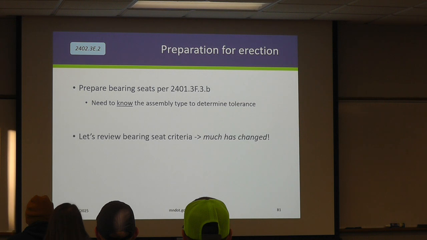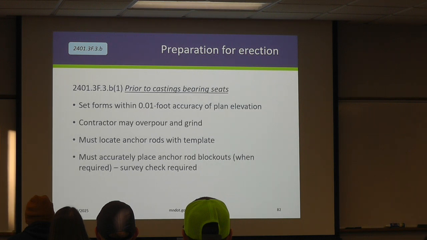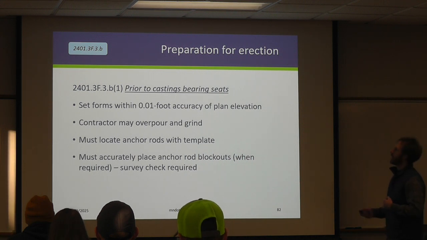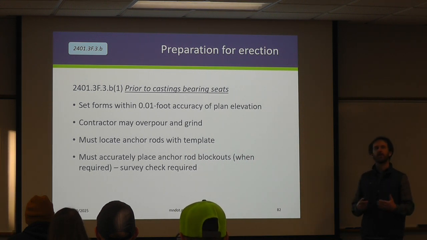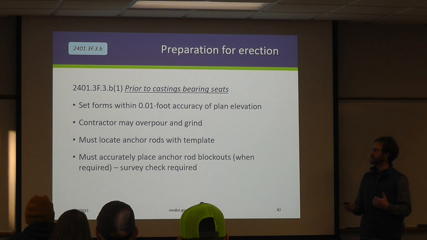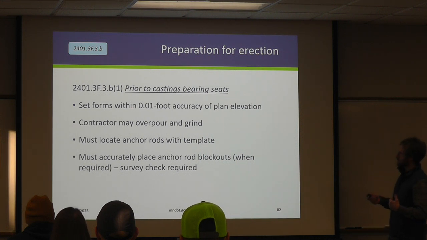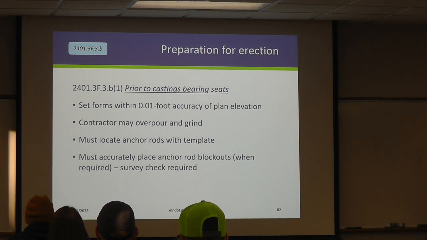So it's important to know the assembly type, because the assembly type is tied to the tolerance. So let's go through the criteria. Even though there's a write-up in 2402, it essentially sends you back to 2401, where we walk through placing these bearing seats. Prior to casting, form's got to be set within 1/100 of a foot, which I recognize is a bit of a challenge to consistently do with the surveying equipment we typically have. That's what the spec talks about.